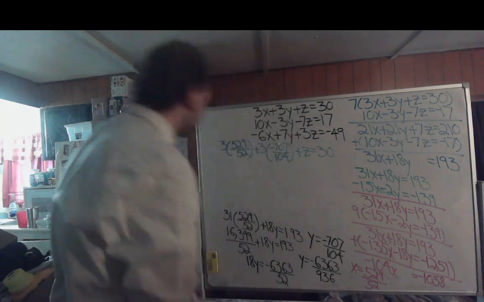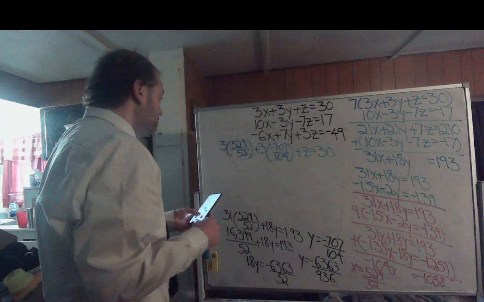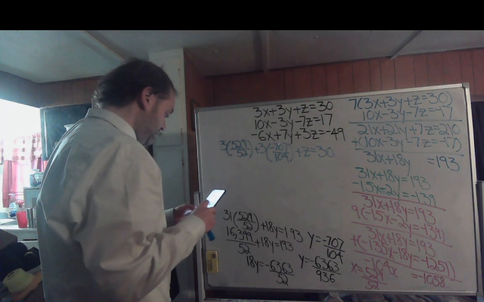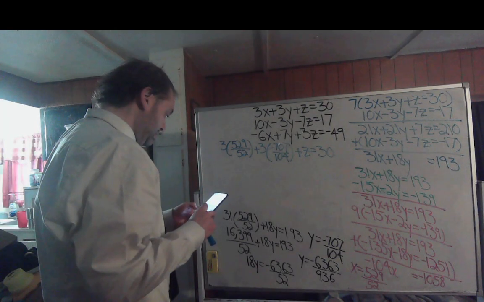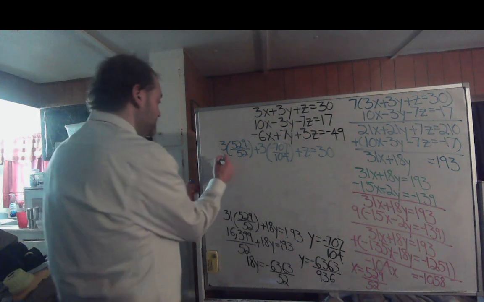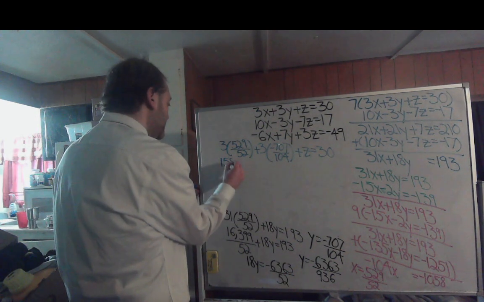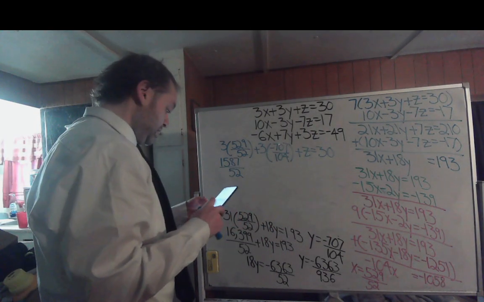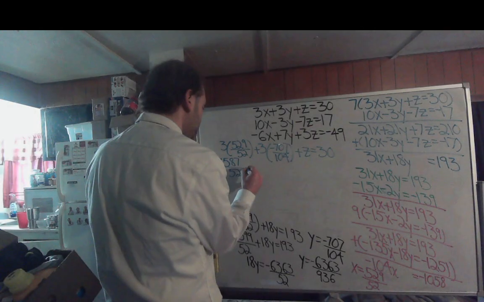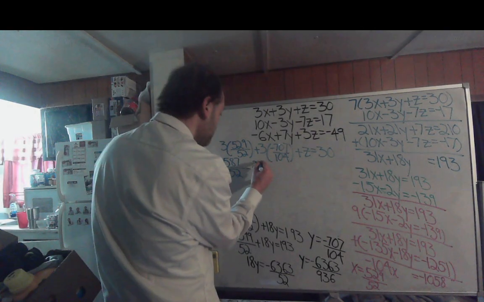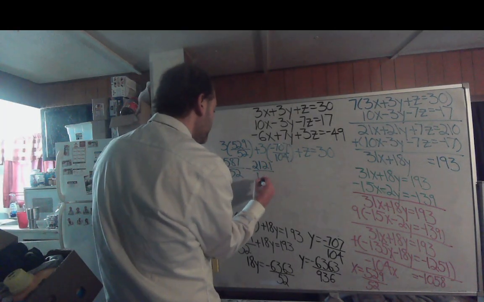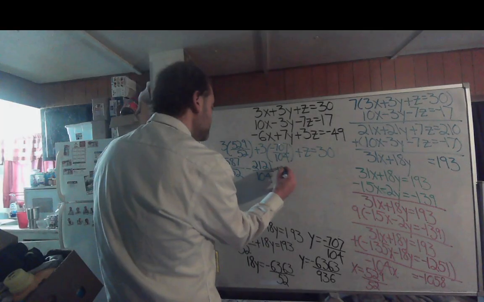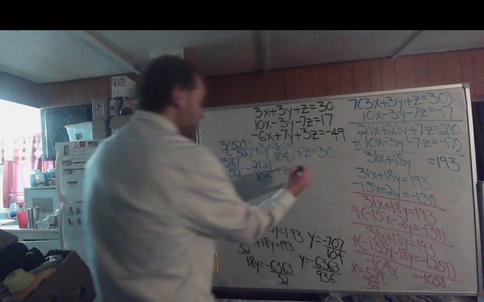Well, what is 529 times 3? 1,587. So we'd have 1,587 over 52. Now 3 times 707 is 2,121. So that'd be minus 2,121 over 104 plus z would equal 30.